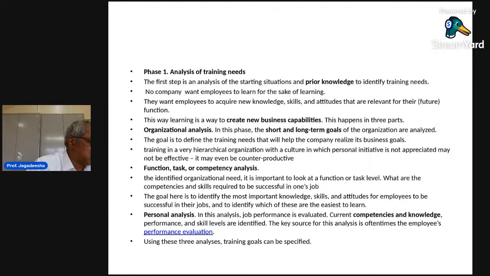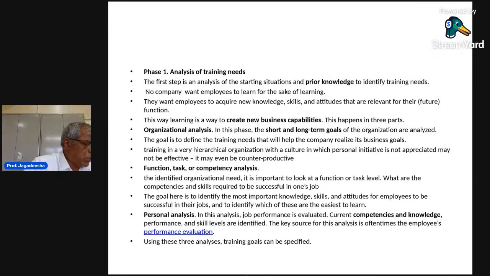The second phase is specification of learning objectives. The learning objectives should be properly specified. Learning objectives, I tell you, depend on one concept called SMART, S-M-A-R-T. SMART means S stands for specific, M measurable, A achievable, R realistic, otherwise real, and probably the T is time bound. So any learning objectives should revolve around SMART. And what is that SMART? I think I shall be able to tell you at a later stage.